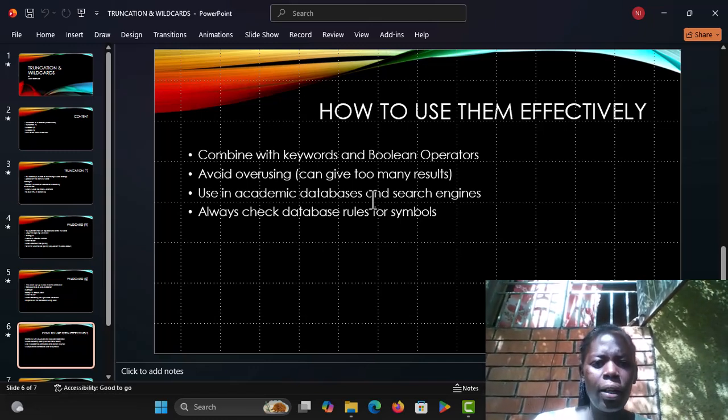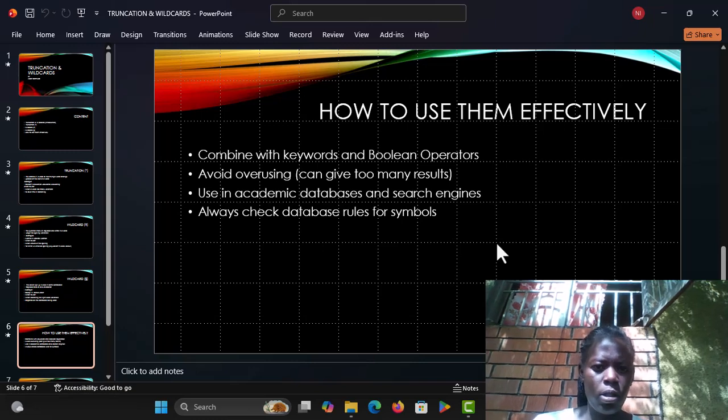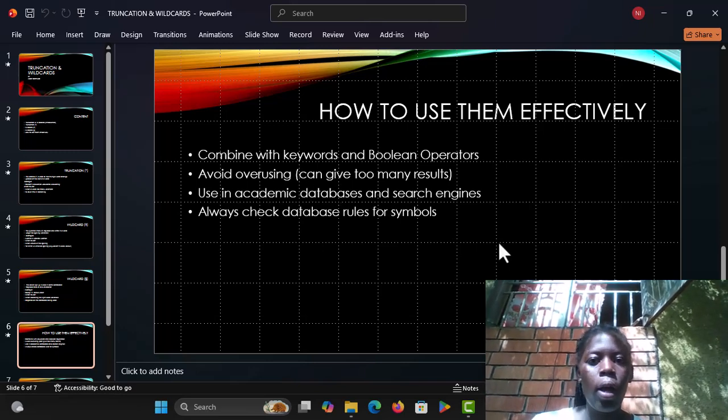We have combining with keywords and Boolean operators. So when you combine the keywords and Boolean operators, it becomes perfect. And then avoid overusing. It can give too many words. If you overuse them, you give too many words and you make them disorganized or shabby. So use in academic databases and search engines. So you can use them in search engines or academic databases. Always check database rules for symbols. Yes, always check them out. So this is how to use them effectively. Hope you guys are learning.